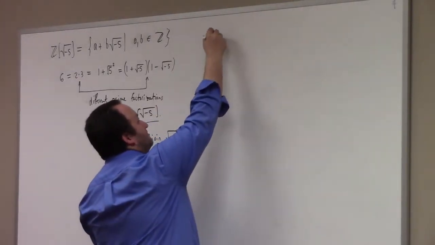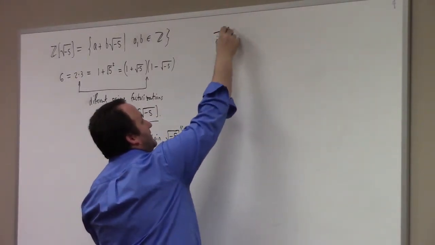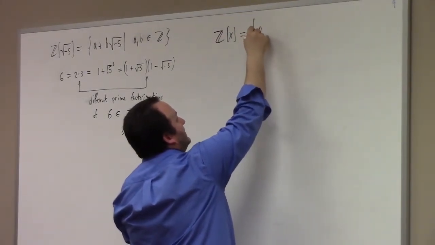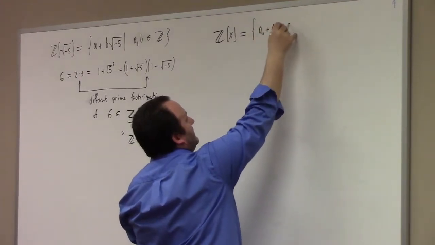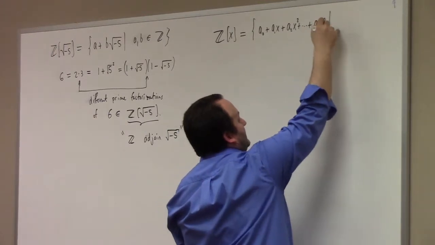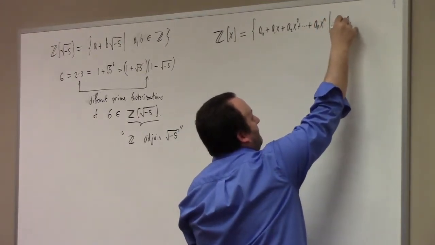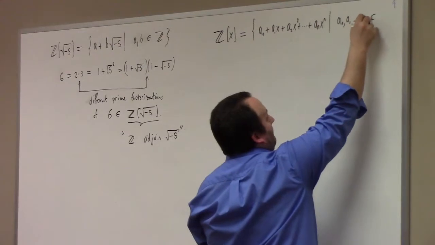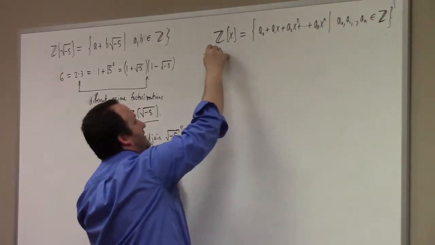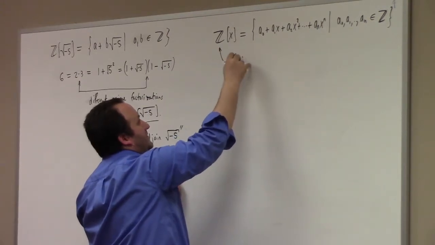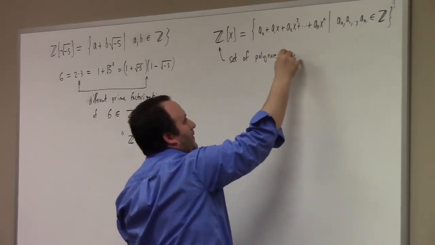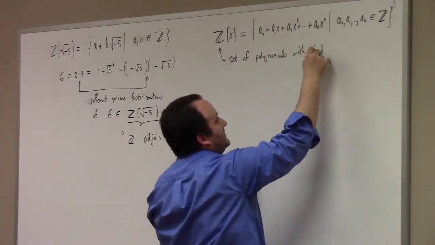So do you guys know what Z adjoin x is? So this is things like a0 plus a1 x plus a2 x squared plus and so on plus an x to the n, such that a0 through an are elements of Z, right. So this is the set of polynomials with integer coefficients.